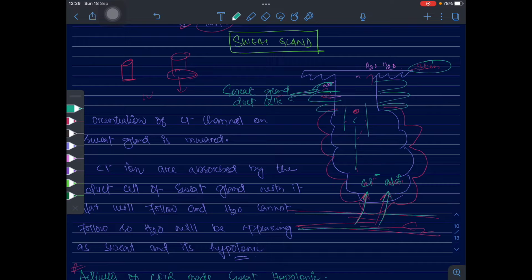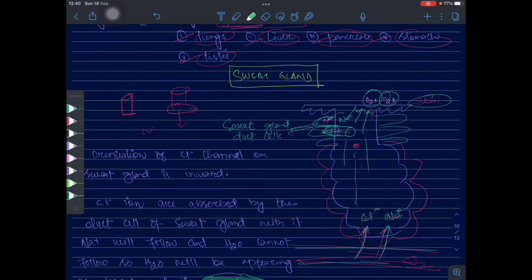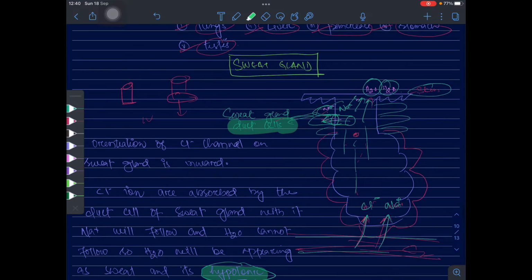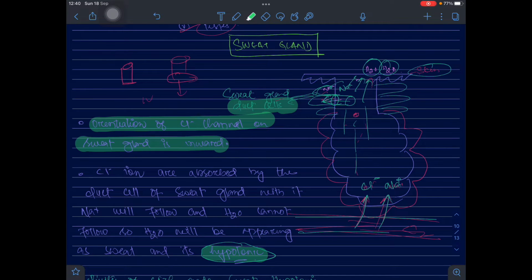Here the chloride channel will be actively absorbing ions like chloride ions. With the absorption of chloride ions, sodium will also follow. But the problem is that water cannot follow them, so water has to appear outside the skin as sweat. So the sweat will become hypotonic. Why? Because the chloride and the sodium are being absorbed by the duct cell. Due to this, the water becomes hypotonic. That water will be the sweat. See here, the orientation of the chloride channel in the sweat gland is inward.